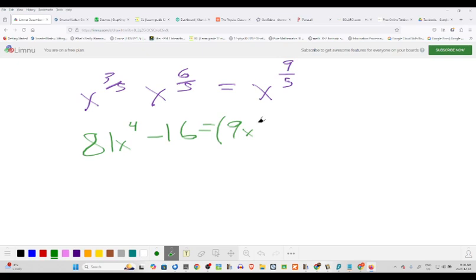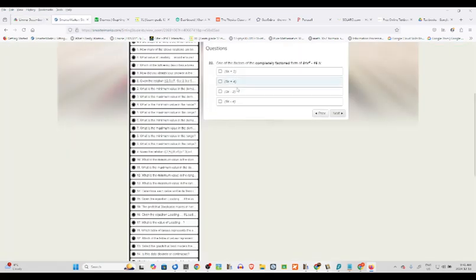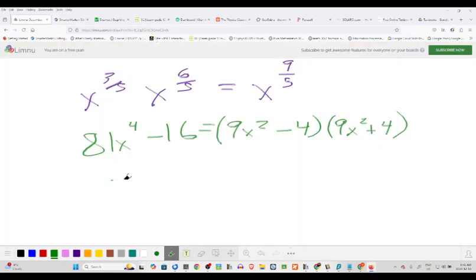So this is the square root of 81x to the fourth minus the square root of 16, times the square root of 81x to the fourth plus the square root of 16. Notice, it says completely factored, and 9x squared and 4 are all still perfect squares. So we're not done. We don't have a 9x minus 4 because it started with the fourth. We have to keep going.